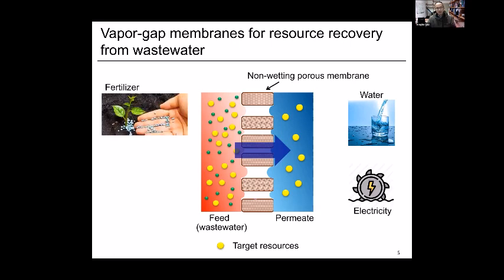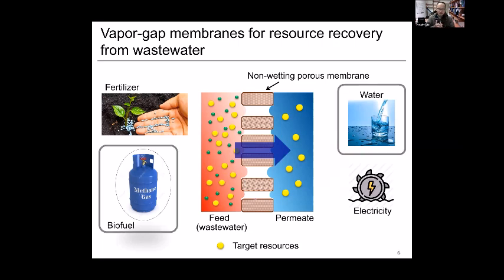And if a pH gradient is applied across this membrane, the ammonia present in the wastewater can be extracted into the permeate solution and used as a source for fertilizers. And also, if a solubility difference is applied across this membrane, then we can harvest biofuel such as methane. So today I'm going to show a couple of examples of using the vapor gap membrane to recover water and biofuel from wastewater.